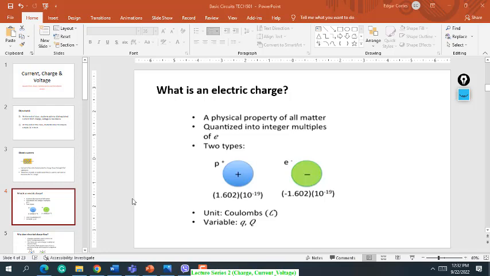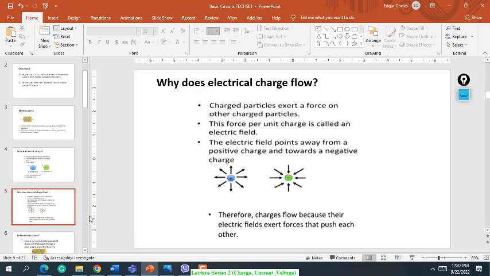So how does this charge relate to electric current, class? This is discussed in the next slide. For example, a charged particle exerts a force. As I mentioned, a steady state wire, meaning a simple wire, has the same number of electrons and protons, or we call this positive and negative charge. A charged particle exerts a force on another charged particle, so the force per unit charge is called electric field.